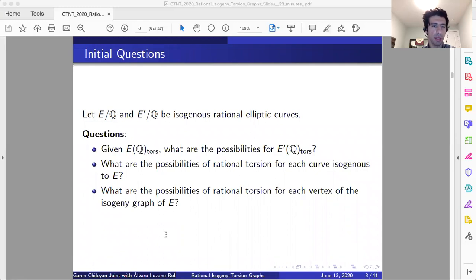So these are a couple of the questions Alvaro and I asked ourselves to start the problem. What is the point if we let E prime be isogenous rational elliptic curves? If I know the torsion subgroup of E, can I reasonably guess the torsion subgroup of E prime? What if I do not even mention another curve E prime? Can I reasonably guess the possibilities of torsion for each curve isogenous to E without a mention of E prime? Can I find the possibilities of torsion for each vertex of the isogeny graph of E? So each question is slightly more complicated than the one before it.